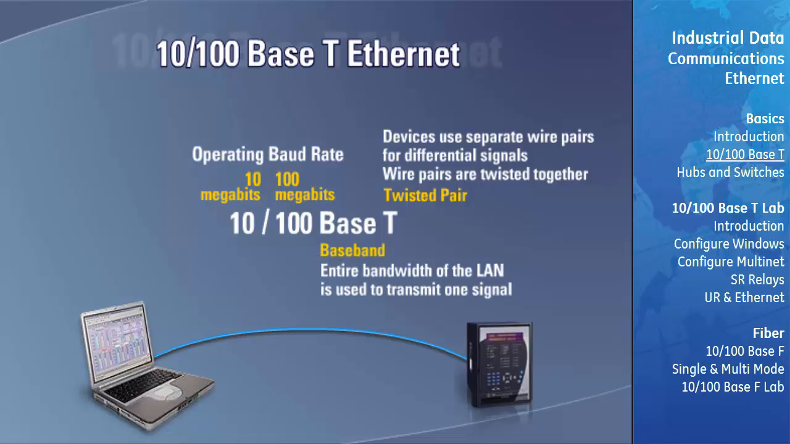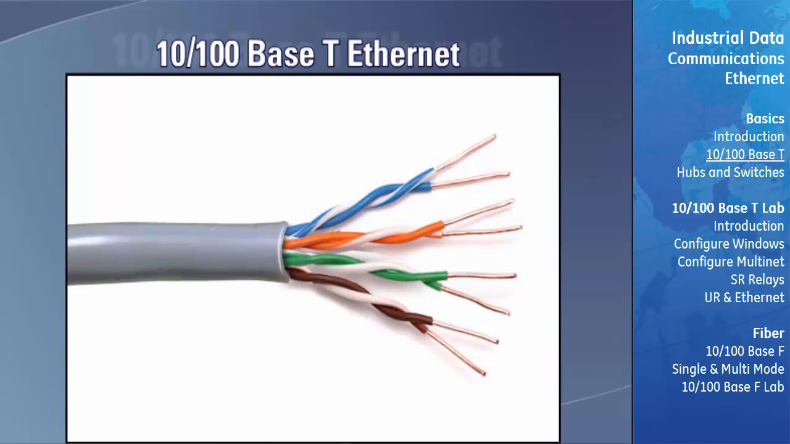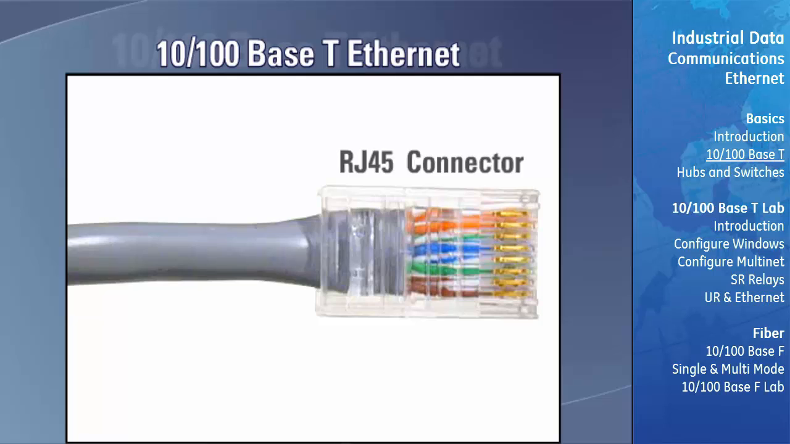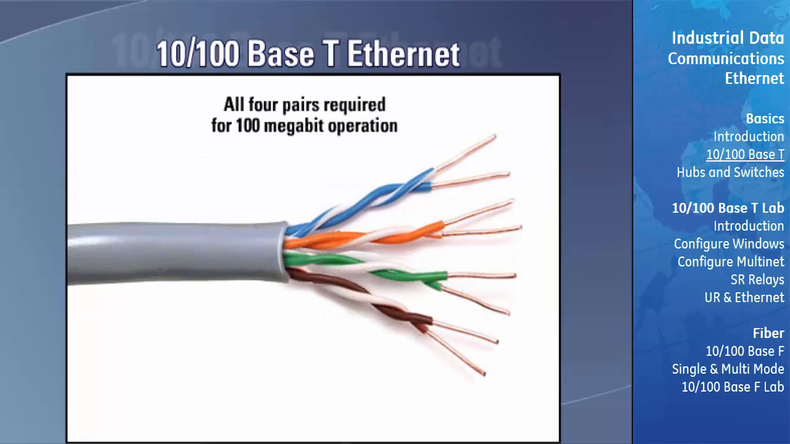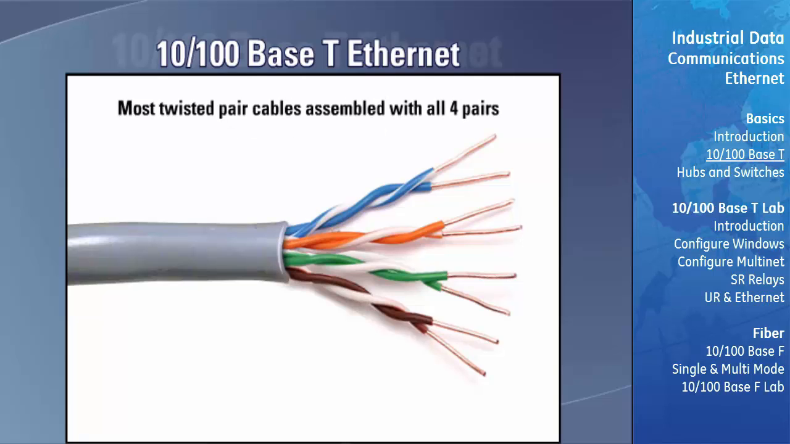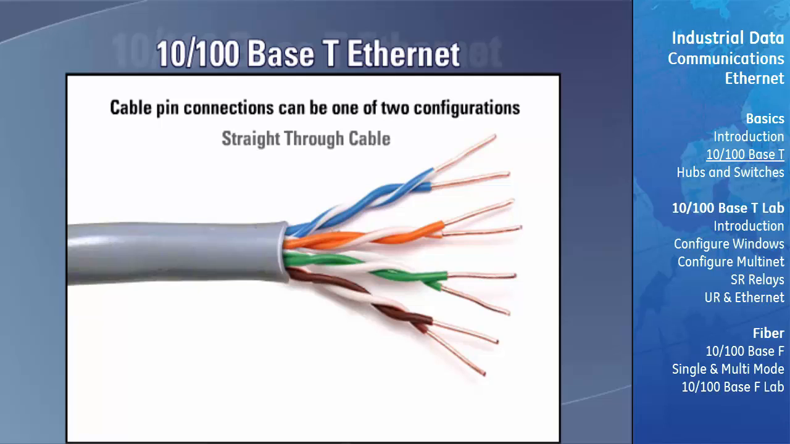Let's start with the configuration of the communication cable itself. The cable consists of 4 pairs of wires terminated in RJ45 connectors. The maximum length of the cable is 100 meters. Only pairs 2 and 3 are required for 10 megabit operation, while all 4 are required for 100 megabit operation. Having said this, most twisted pair cables are assembled with all 4 pairs. The cable pin connections can be one of 2 configurations. The first is called a straight-through cable, and the second is called either a crossover or patch cable.